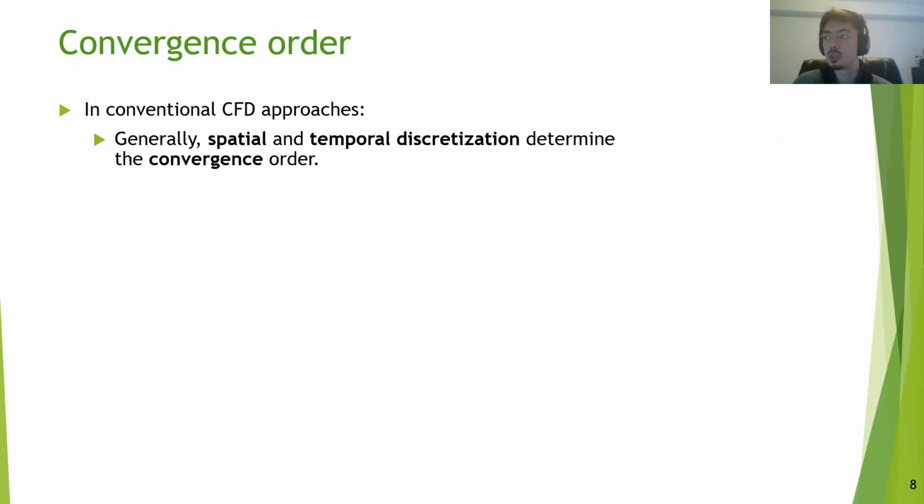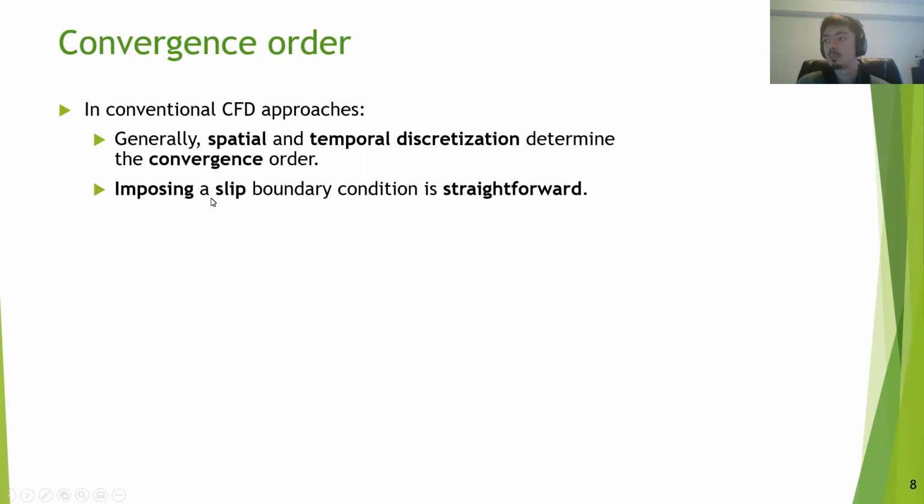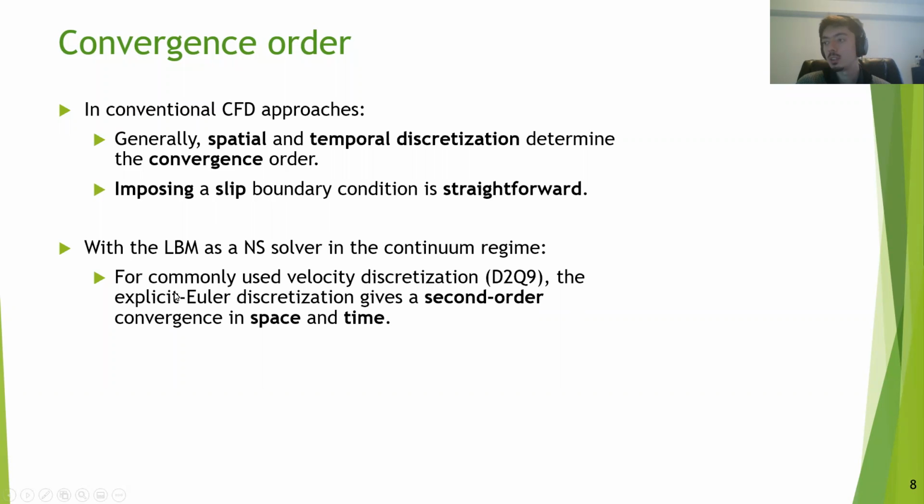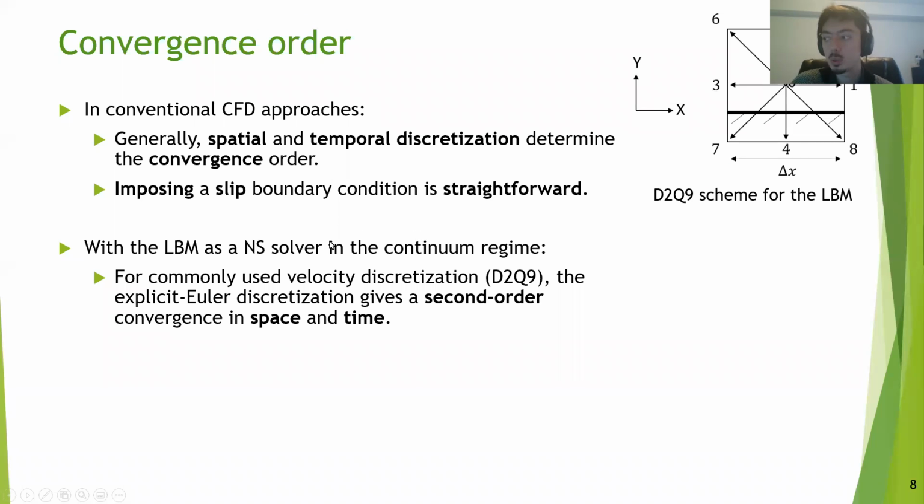So let's compare convergence order between conventional CFD solvers and the LBM. In conventional CFD approaches, generally, spatial and temporal discretization determine the convergence order, and imposing a slip boundary condition is relatively straightforward. Compared with the LBM, as a Navier-Stokes solver in the continuum regime, for commonly used velocity discretization, the D2Q9 scheme that I present here, the explicit Euler discretization gives a second order convergence in space and time. That's a commonly known result.